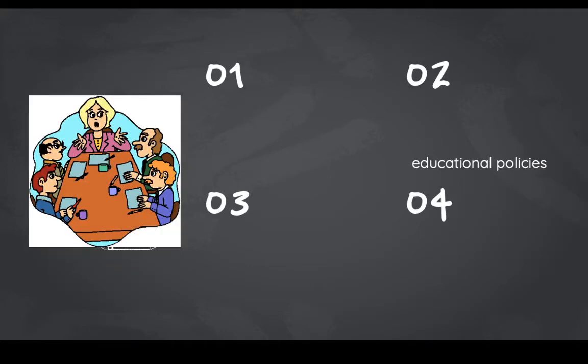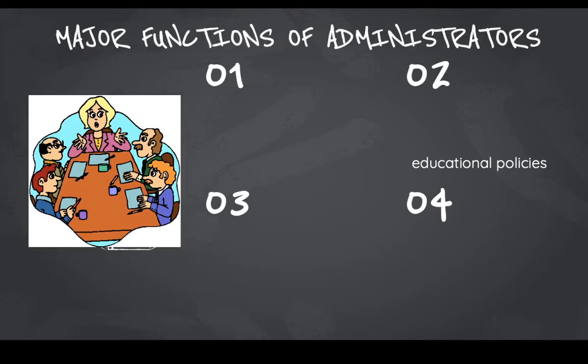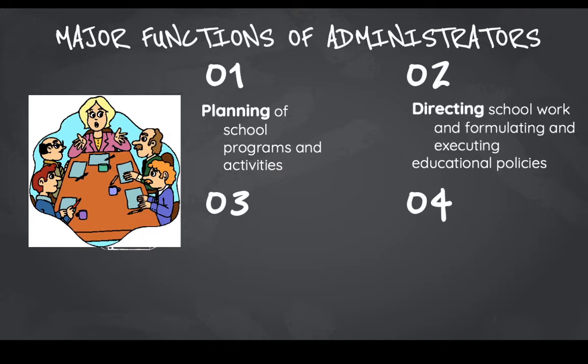We also have the major functions of administrators. Number one is the planning of school programs and activities, which is deciding in advance. Number two, directing schoolwork and formulating and executing educational policies. That means leading people in a manner that achieves the goals of the organization.